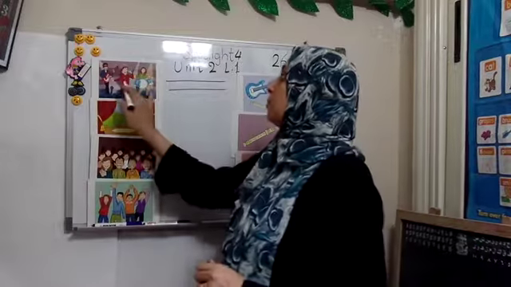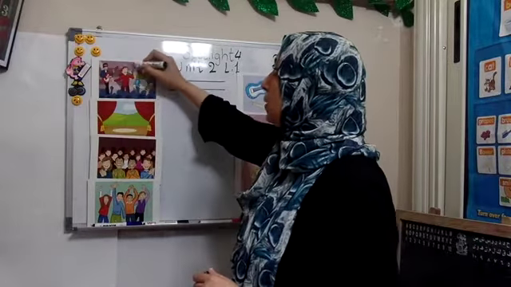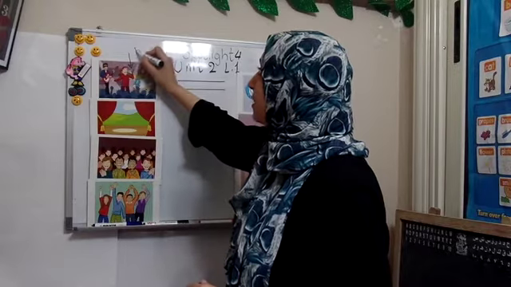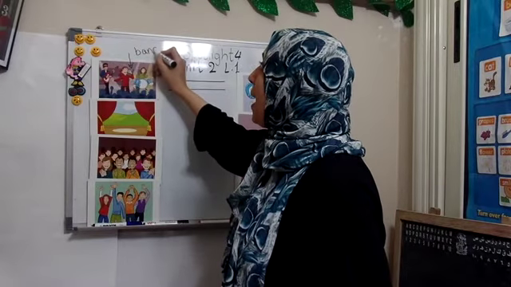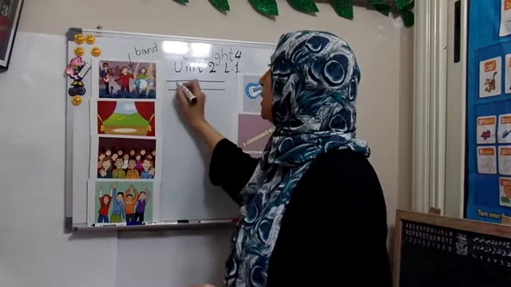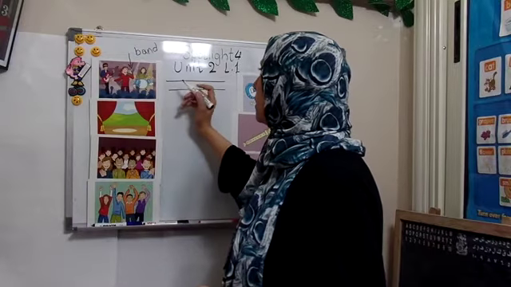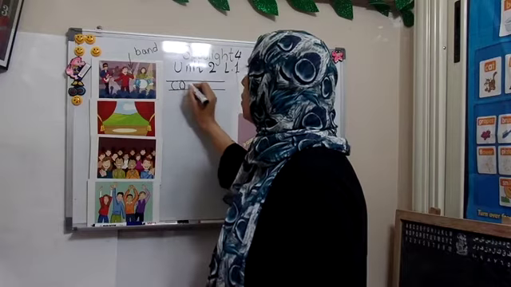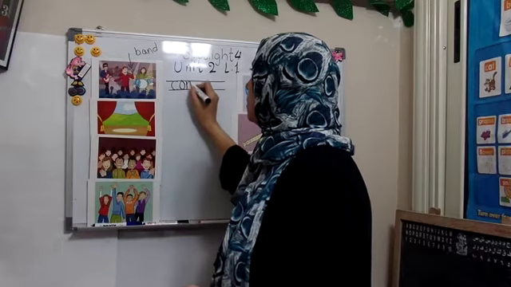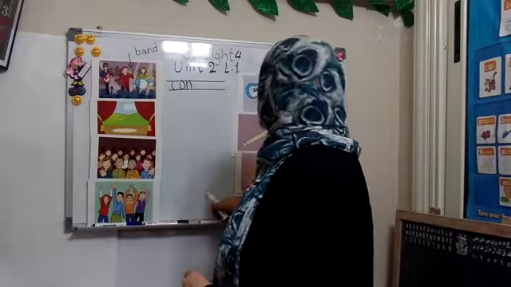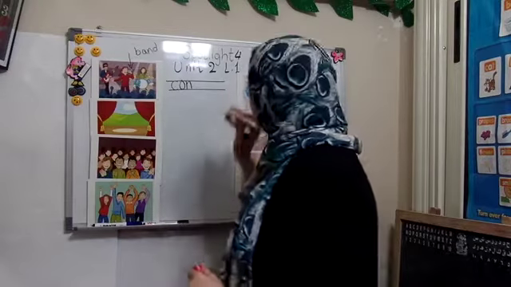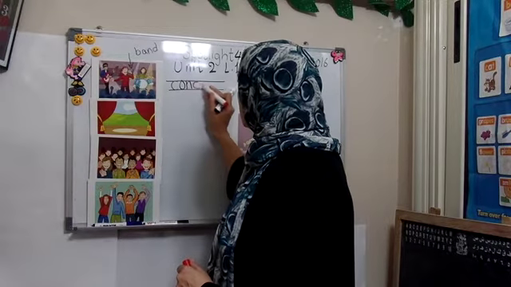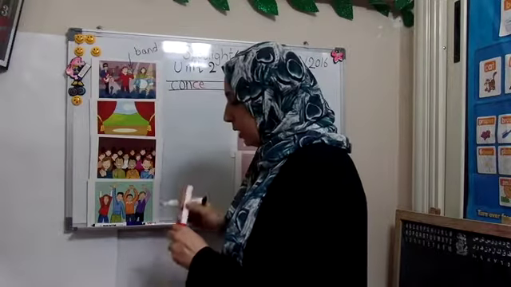Who plays the music like this? This is called the band. The band plays music in a concert. Let's spell it together. C says ka, ko, o says o, con. And I say sa here, the sa sound here is C plus E. Concert.